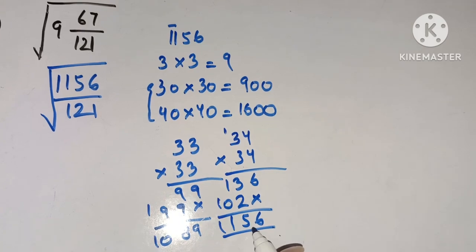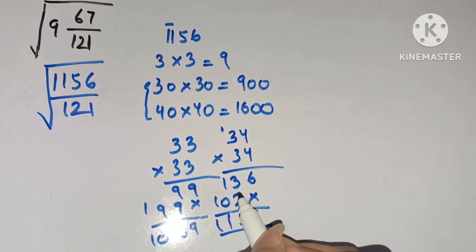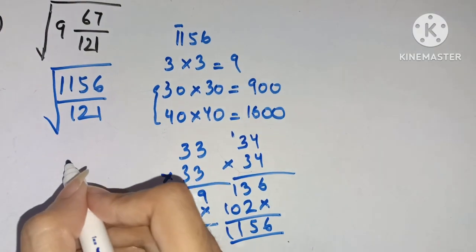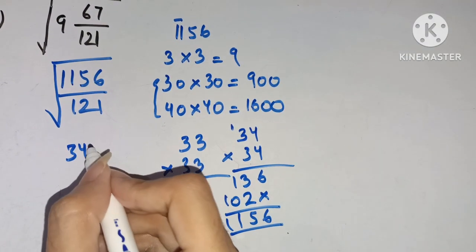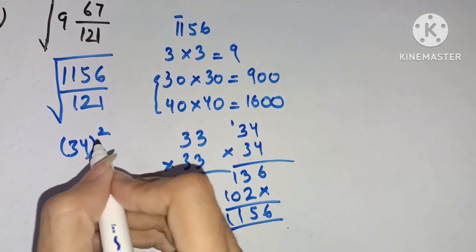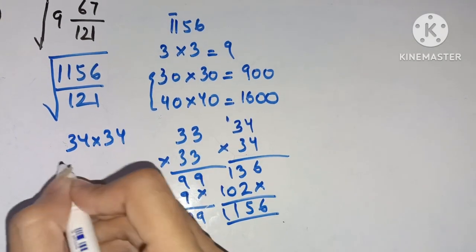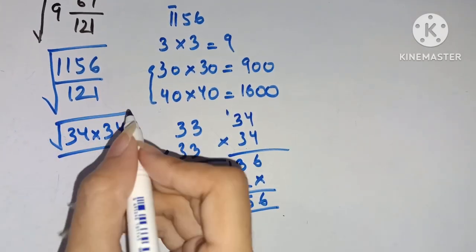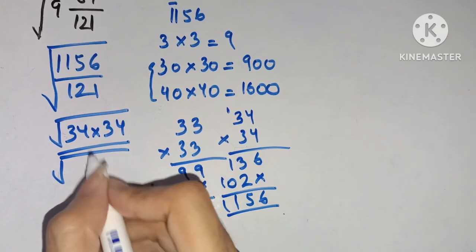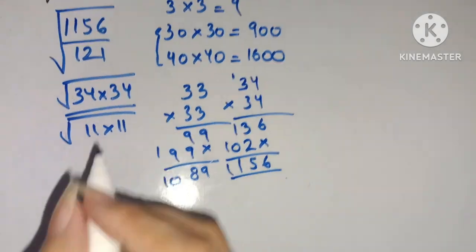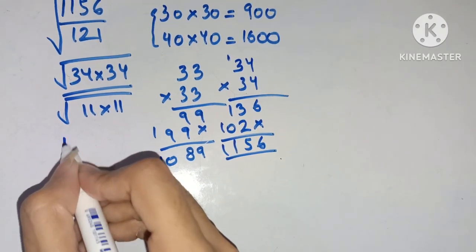We are having the perfect square of 34. So 34 is the perfect square root of 1156. So we will write 34 over here. Means in simple terms that 34 will be multiplied twice, so we will get 1156, and 11 will be multiplied twice. So we will get 121.